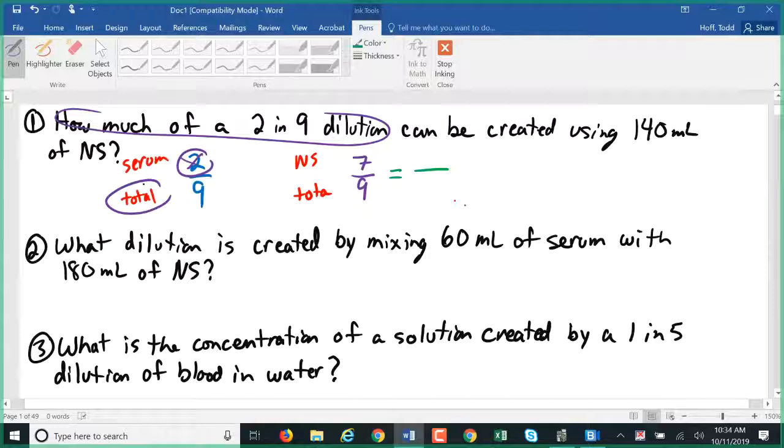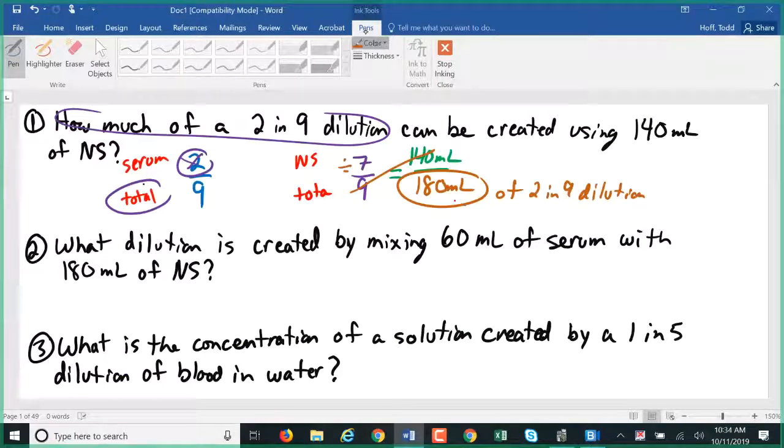So we have 140 milliliters. That represents the saline, NS. And we'll cross multiply and divide: 9 times 140 divided by 7 to get the total solution of 180 milliliters. So we can create 180 milliliters of that 2-in-9 dilution. Any questions there?